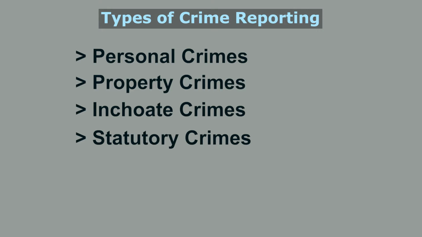Personal crime is a crime which is committed against a particular person. That can be hurting people, physically hurting people, or killing people, murders. That can fall within this category. Property crime is where somebody usurps the property of another person without the knowledge of that person. That can fall within the category of property crime.